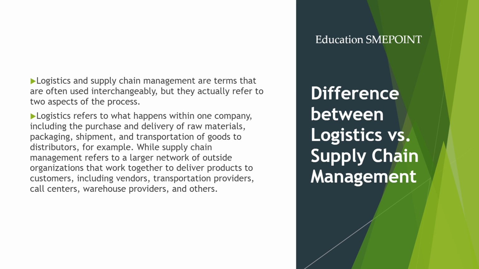Difference between logistics versus supply chain management. Logistics and supply chain management are terms that are often used interchangeably, but they actually refer to two aspects of the process. Logistics refers to what happens within one company, including the purchase and delivery of raw materials, packaging, shipment, and transportation of goods to distributors, for example. While supply chain management refers to a larger network of outside organizations that work together to deliver products to customers, including vendors, transportation providers, call centers, warehouse providers, and others.